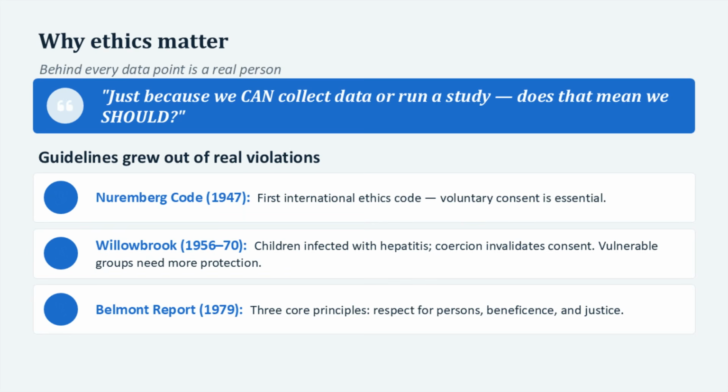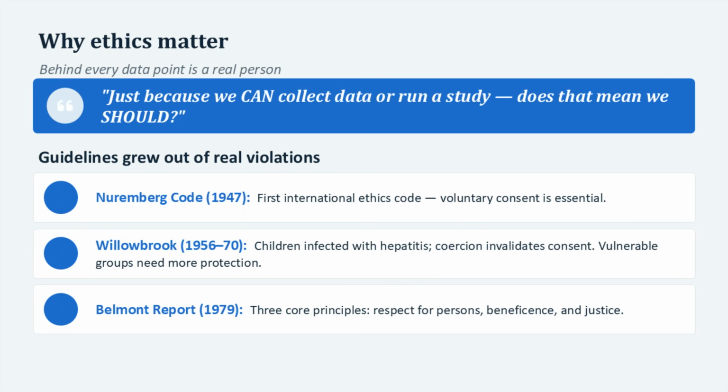Next, we have the Willowbrook study, which took place from the 1950s into the 1970s. Researchers deliberately exposed children at a state institution to hepatitis. And serious questions were raised about whether parents were truly free to refuse participation. And this case highlights two major ethical problems. First, consent is not truly voluntary if someone is being pressured or coerced. And second, vulnerable populations, especially children, require greater protection, not less.